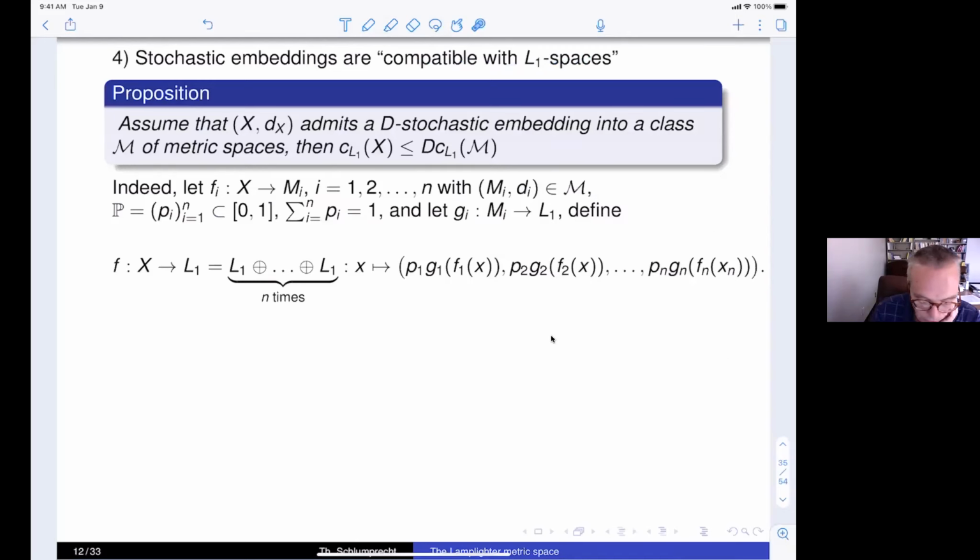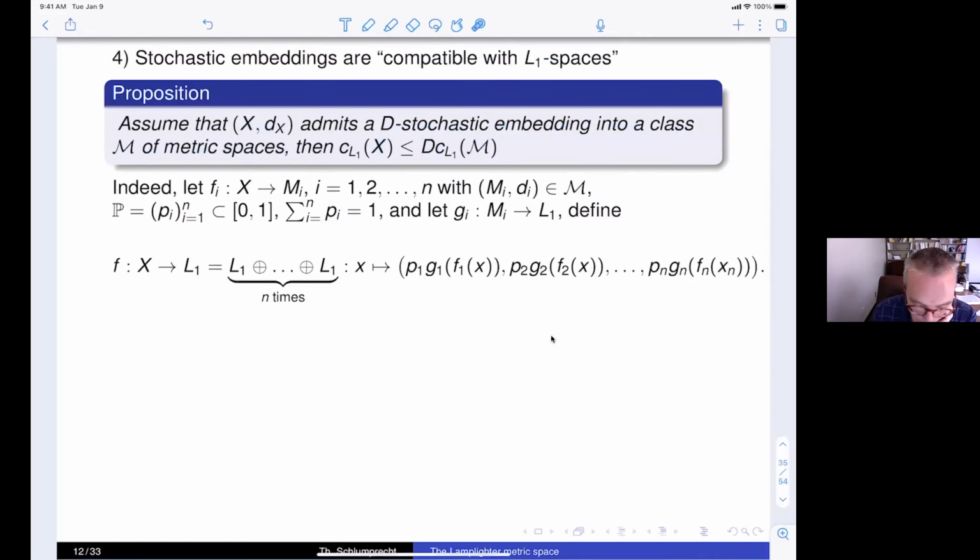What do I mean by this? So assume you have a metric space (X, dx), which admits a stochastic embedding into a class of metric spaces M, and you know that the L1 distortion of X is up to the same factor D the L1 distortion of the class M. So if you can embed the class M very well into L1, the same happens for X.